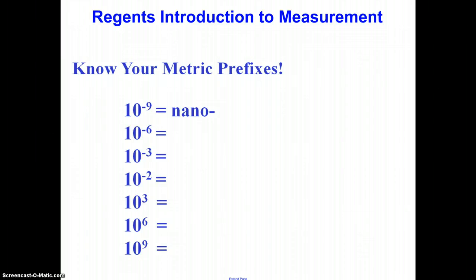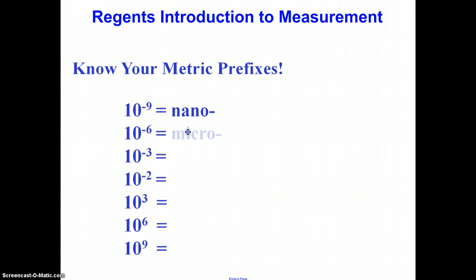We're going to start with 10 to the negative 9, which is nano. Probably the most common use of nano in our course is going to be nanometer, which is what the wavelength of light is often expressed in. Now, you may have also heard of nanotechnology if you're kind of a person that keeps up on science topics. So nano, 10 to the negative 9.